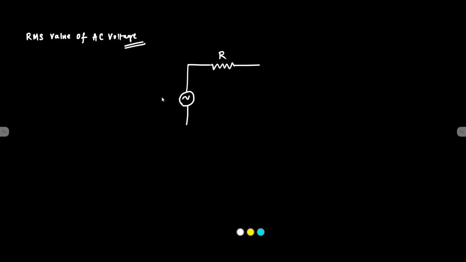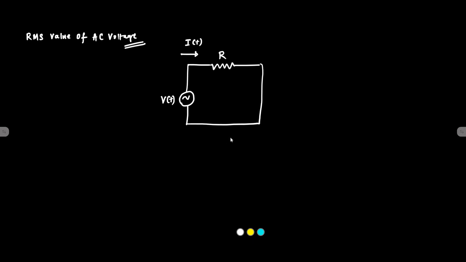Here we'll discuss the RMS value of AC voltage. Let us say we have a circuit consisting of a resistor R, we have an alternating voltage Vt applied to it, and that results in the flow of an alternating current.